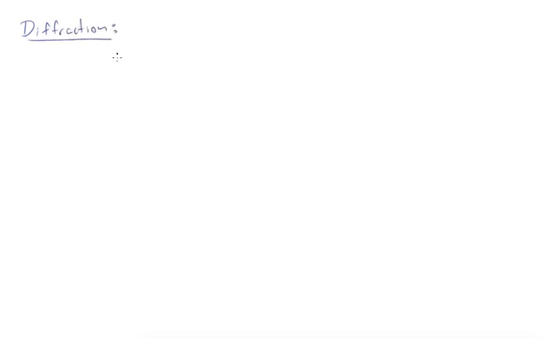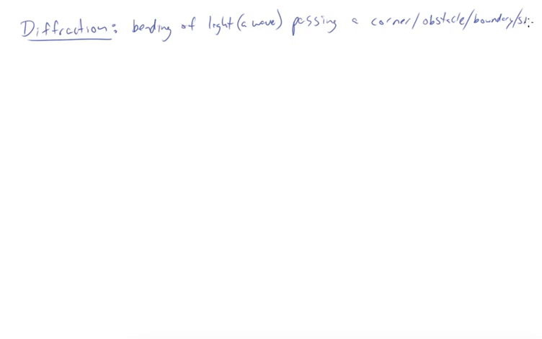So diffraction, I basically like to define that as the bending of light that passes around a corner. So, bending of light, or really any wave, passing a corner, or an obstacle, or some sort of boundary, or a slit. And we'll show each one of these examples, but it's basically the bending of light that passes around a corner.